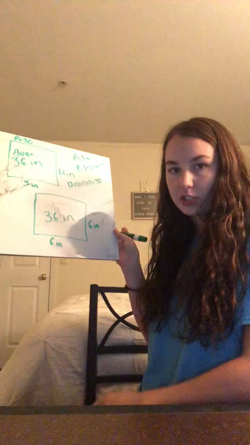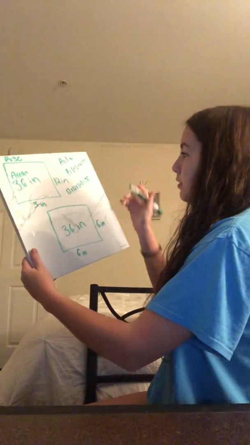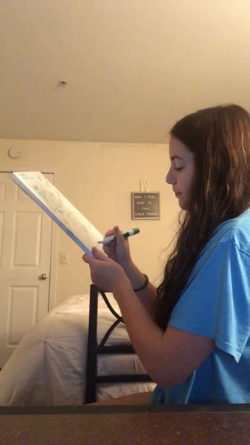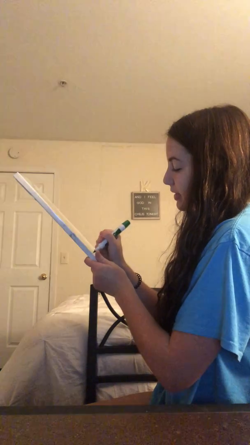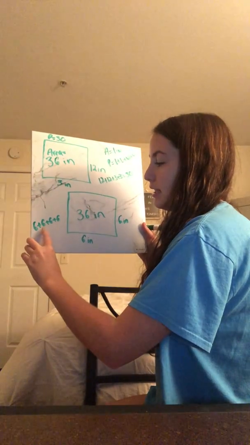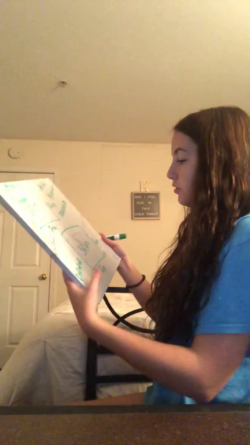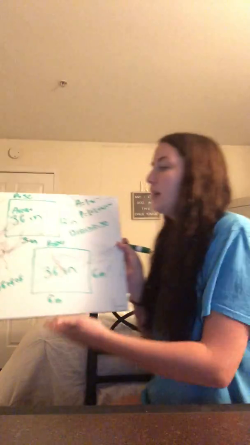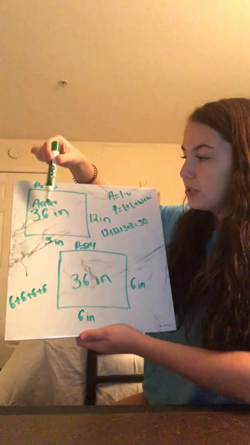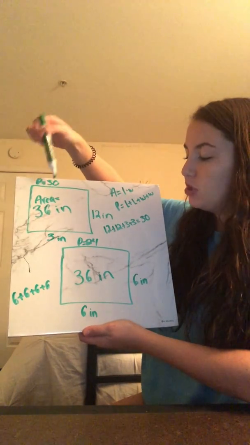So now we look at our next square on the bottom. So if we use the same formula, we'll do 6 plus 6 plus 6 plus 6. 6 plus 6 is 12, and 6 plus 6 is 12, so 12 plus 12 equals 24. So we know the perimeter for this one is 24. So we can clearly see that these two squares have the same area, but they do have different perimeters. So your question might be, why is that so?